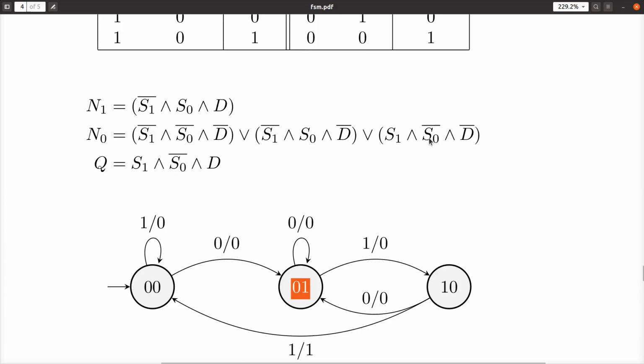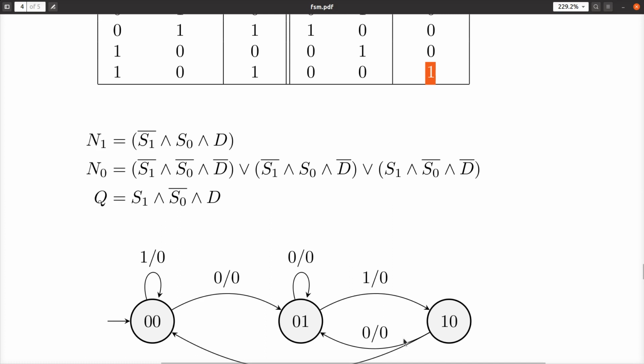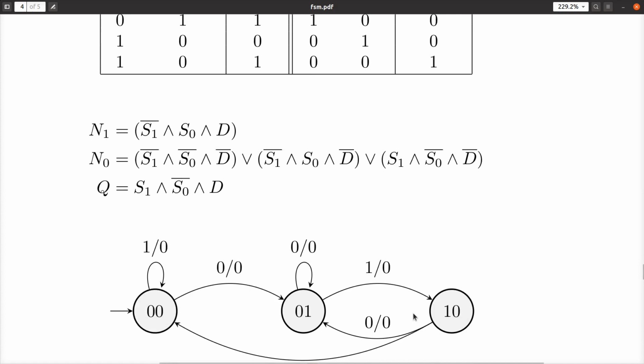So if I'm in state 2 with a 0? Here's state 2 with a 0. I need to output a 0, so that matches this. If I'm in state 2 and I get a 1, that's when I've seen my message. I want to output a 1. That's this guy down here.